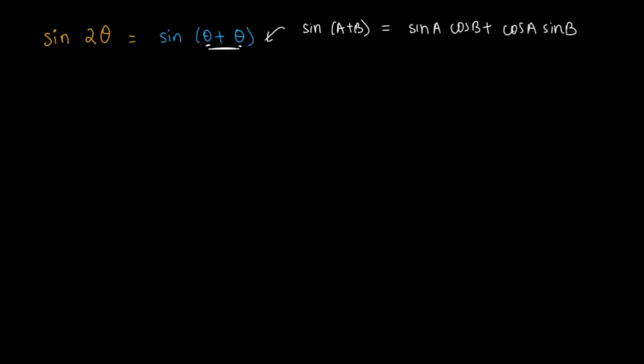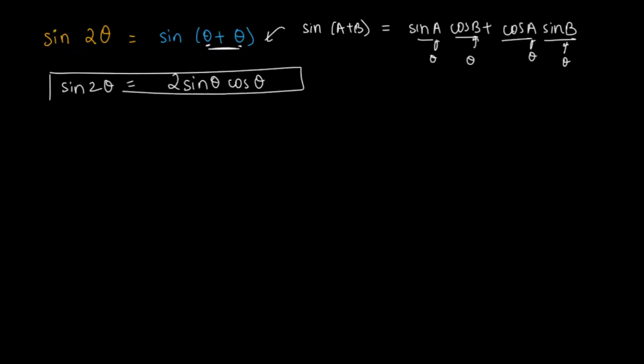Now instead of b here, you just need to put in theta, and instead of a also you need to put in theta. So this will give you sine of theta times cos of theta plus cos of theta times sine of theta, which is just equal to 2 sine theta cos theta. So there you go. The sine of the double angle is equal to 2 times the sine of that angle times the cos of that angle.